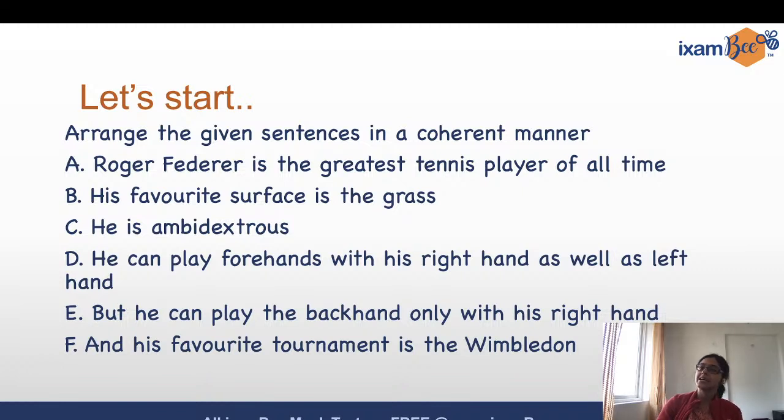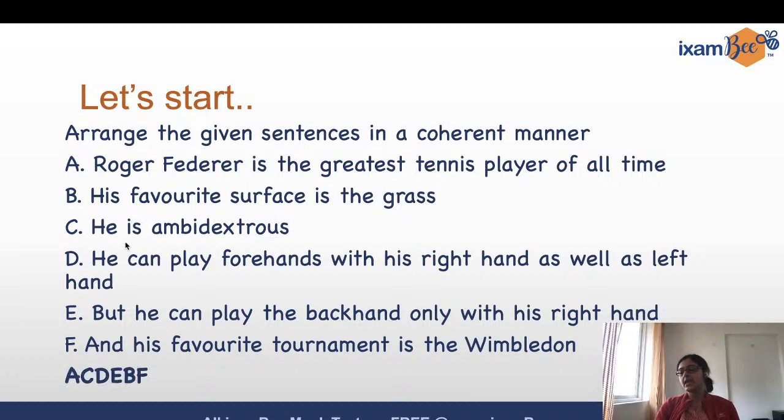And then things will fall into place. Next, we are talking about his talents. Obviously, his talent is being ambidextrous. He can play forehands with his right hand as well as his left hand. Next, he can play backhand only with his right hand. There's a sort of trivia about him, an interesting fact. Next, we move on to his preferences. He loves to play on the grass. The grass is his favorite surface. And his favorite tournament is the Wimbledon. And is basically joining sentences B and F, right?